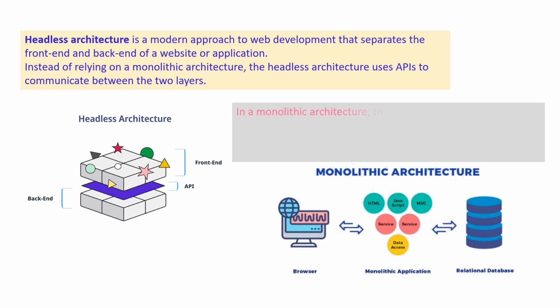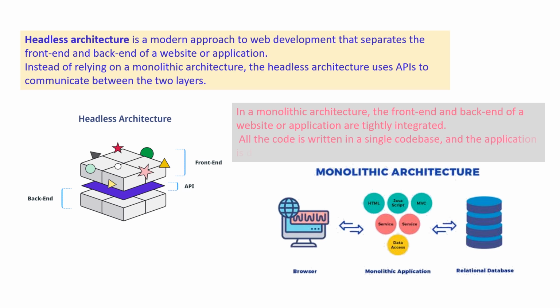Now we can wonder what will be in the monolithic architecture. The front end and the back end of the website or an application are tightly integrated, and all the code is written in a single code base, and the application is deployed as a single unit. So this is the difference between monolithic and the modern headless architecture. Now the future is moving towards the headless architecture.